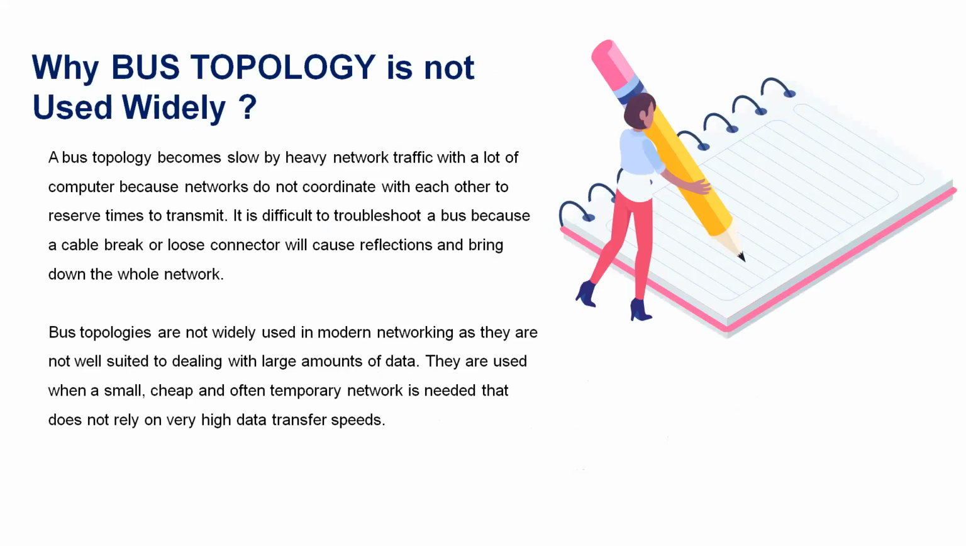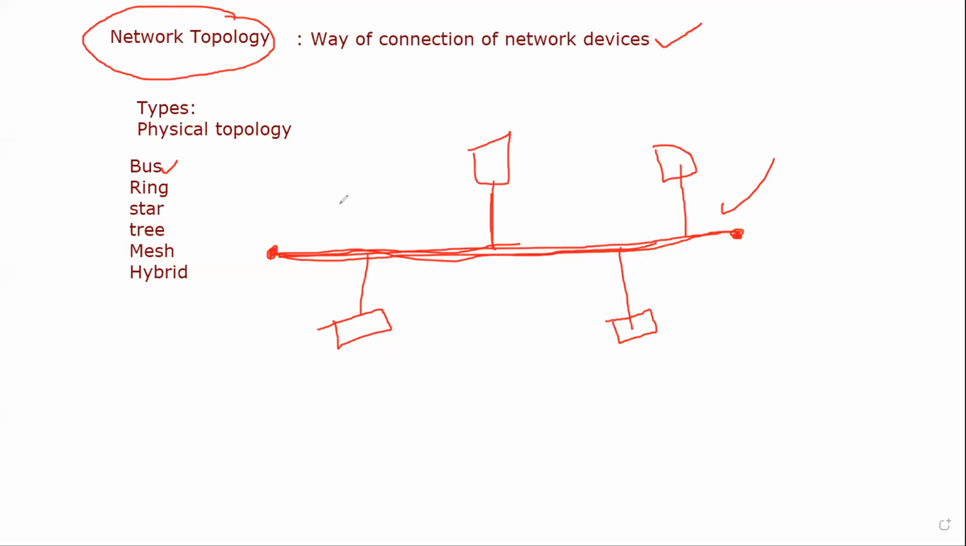Why? Because this topology is slow with heavy network traffic and with a lot of computers, because the computers do not coordinate with each other to reserve time to transmit. So bus topology in modern networks cannot deal with large amounts of data. That's why this topology is not used. Okay, so we are done with the bus topology.